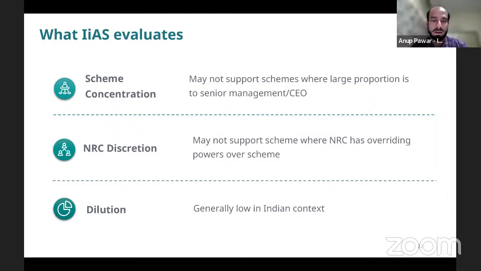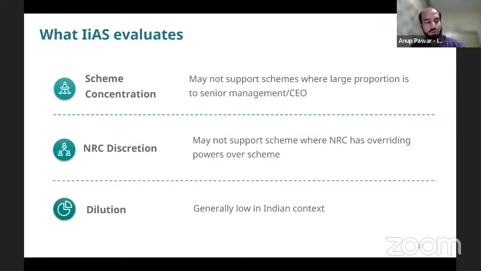We do not like the fact that the Nomination and Remuneration Committee has overriding powers. Sometimes companies say, okay, we are going to grant ESOPs at market price, which means complete alignment with investors. But if we feel at some point that the stock price movement hasn't been great, we may change that philosophy. We may give grants at discounts of 40, 50%, etc. In that case, there is no predictability around the final price at which the ESOP will be granted. So we don't like that.